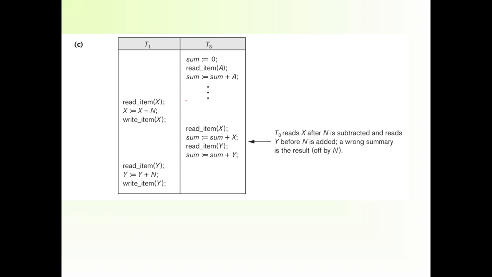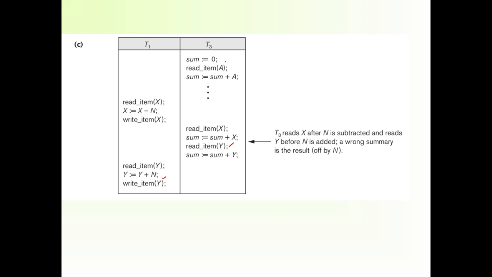This is the example here. T3 reads x after y is subtracted. Transaction 3 reads the x value before it is subtracted, and reads y before n is added. In the same way, it adds the y value before n is added. So that's why you will get a wrong summary in the result.